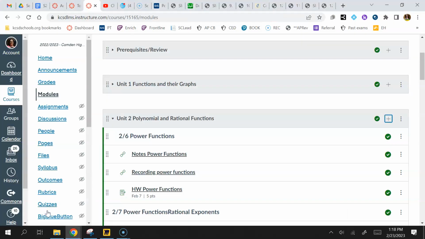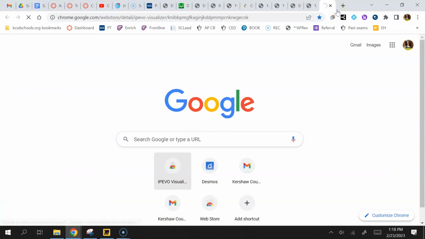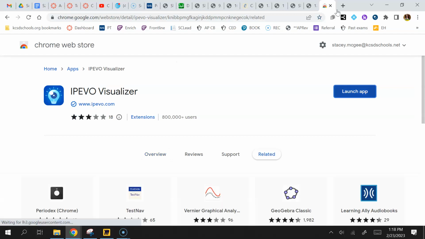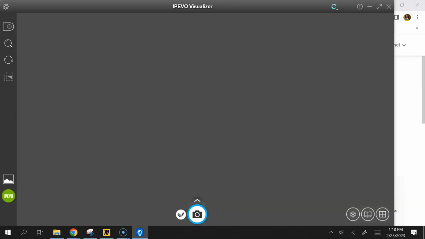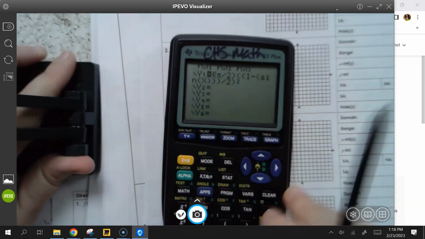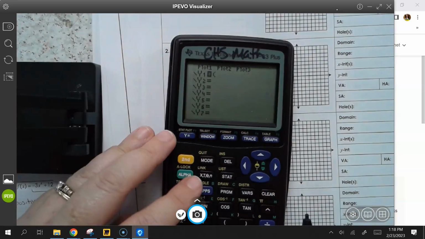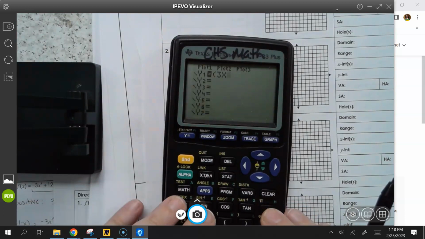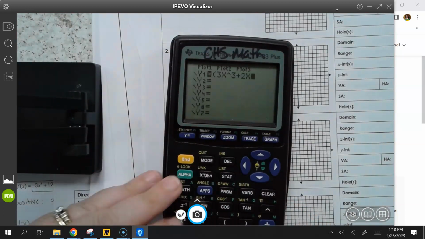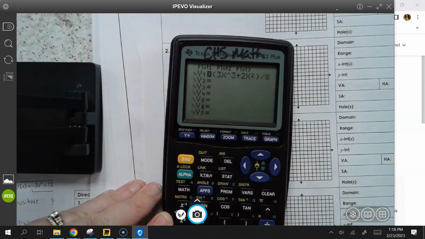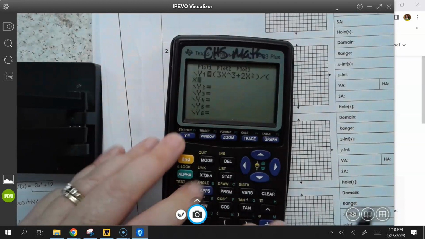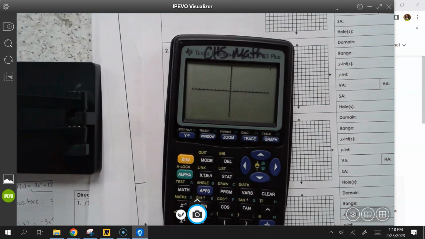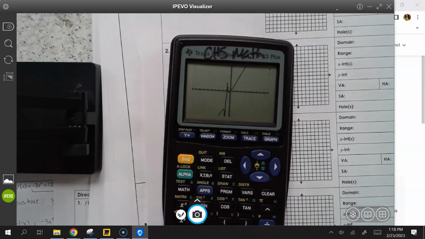Let me show you how to change it. Give me this equation. It's 3x to the third plus 2x to the second, divided by x to the second plus x. All right, so if your table's not to where you can input values, let me show you.